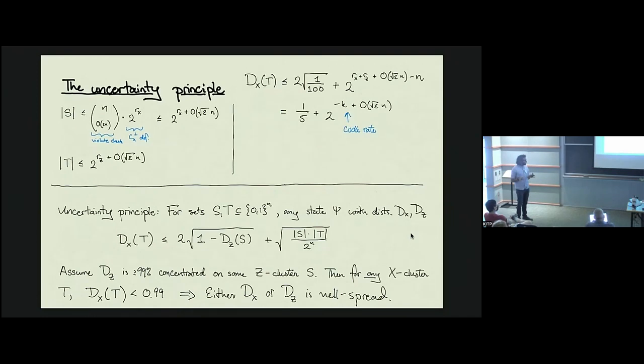We're not exactly certain if this is necessary or just an artifact of the proof. So it says that if the energy epsilon is smaller than the relative rate squared, then you get this clustering property. You get that the distribution is well spread in either the X or Z basis as long as the energy is less than the relative rate of the code squared.